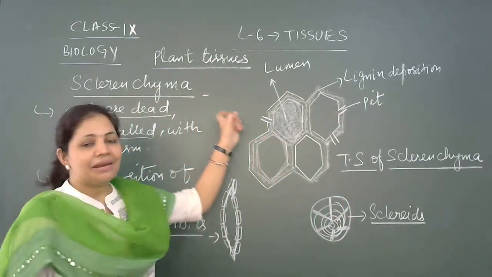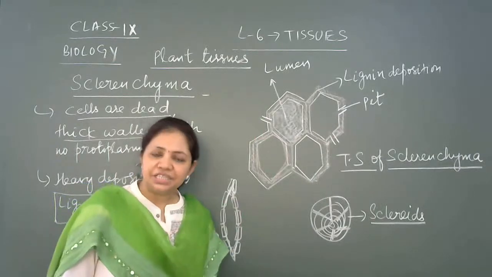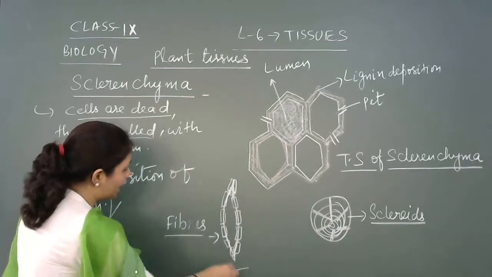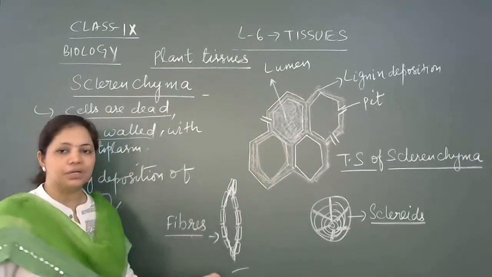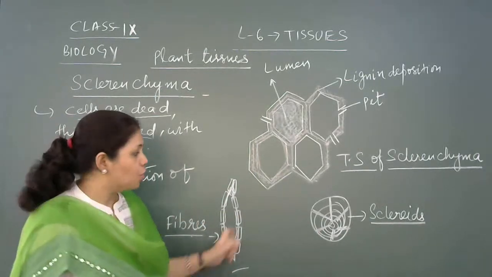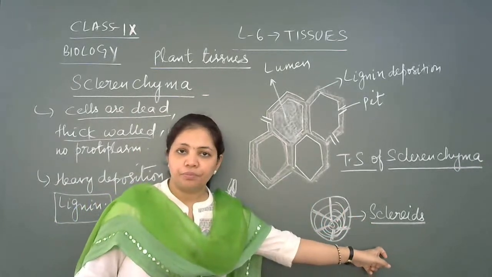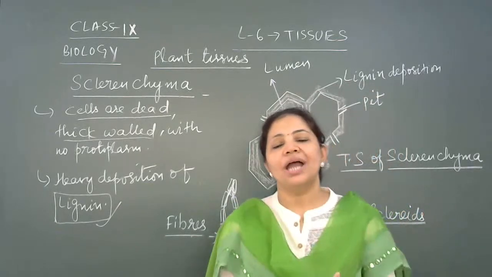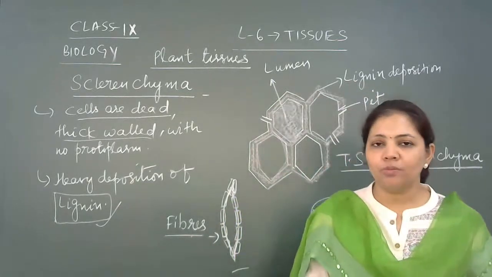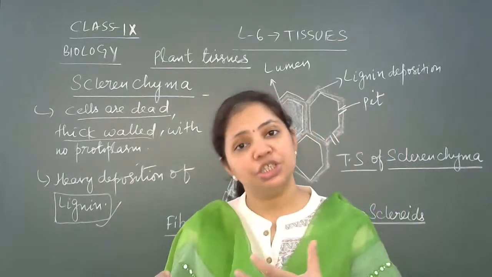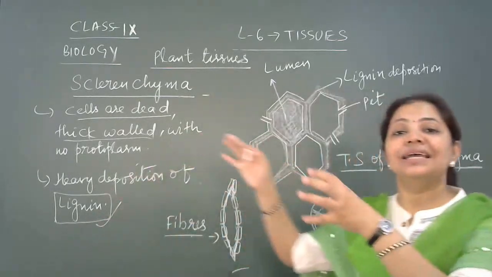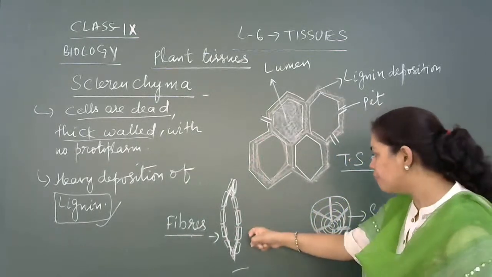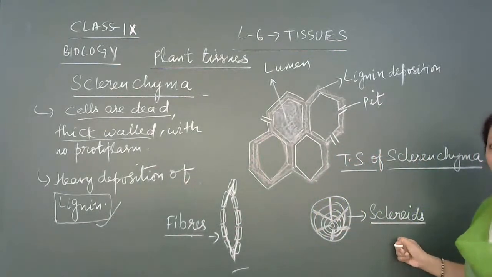Now, sclerenchyma in the plant body can occur in two forms. The first form is known as fibers, and another form is known as sclereids, right? As in 6th standard, you learned that carbohydrates in our food are found in two forms, that is starch and sugars. In a similar manner, sclerenchyma in the plant body is found in two forms, fibers and sclereids, right?